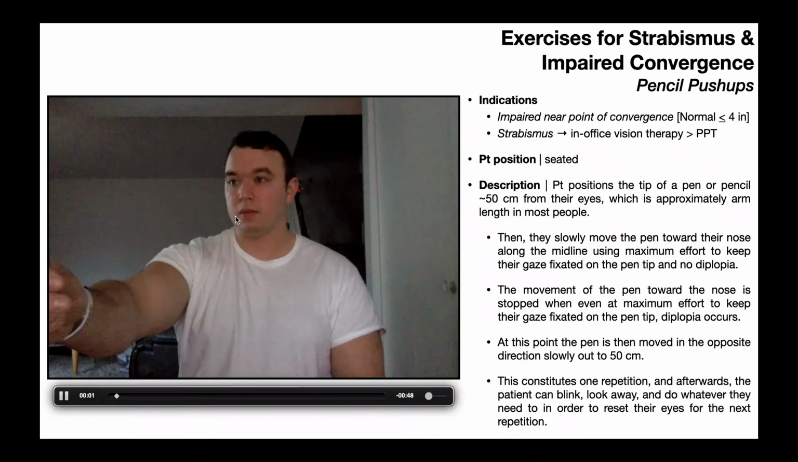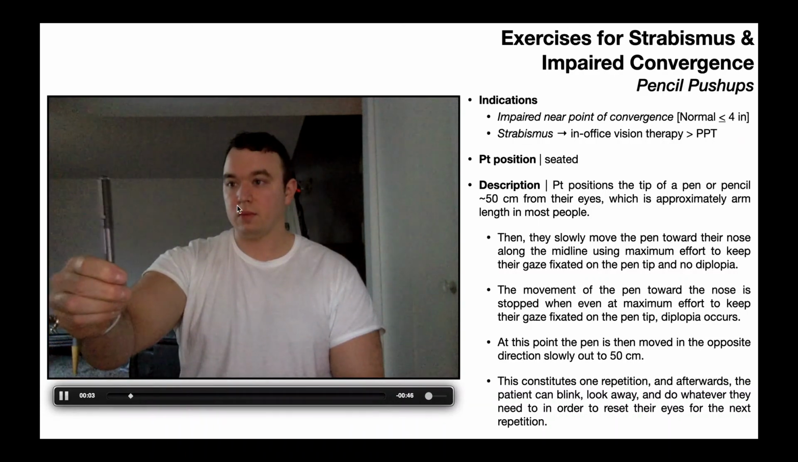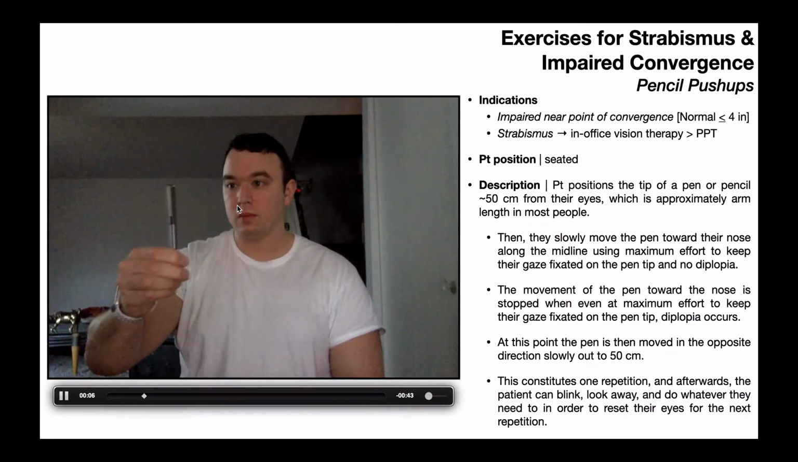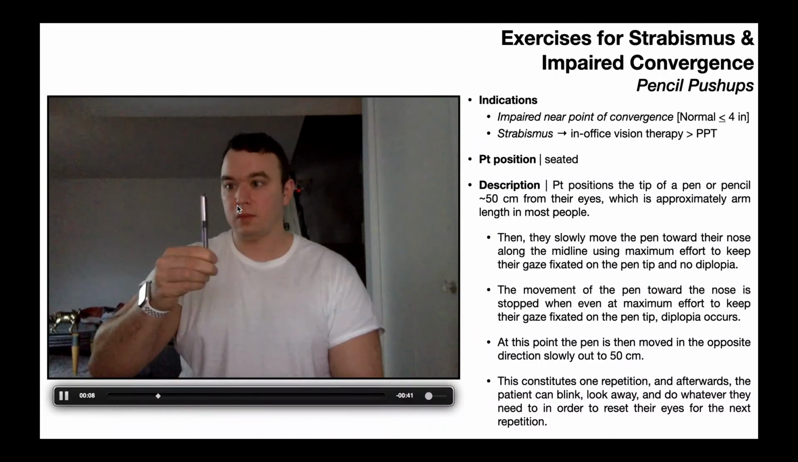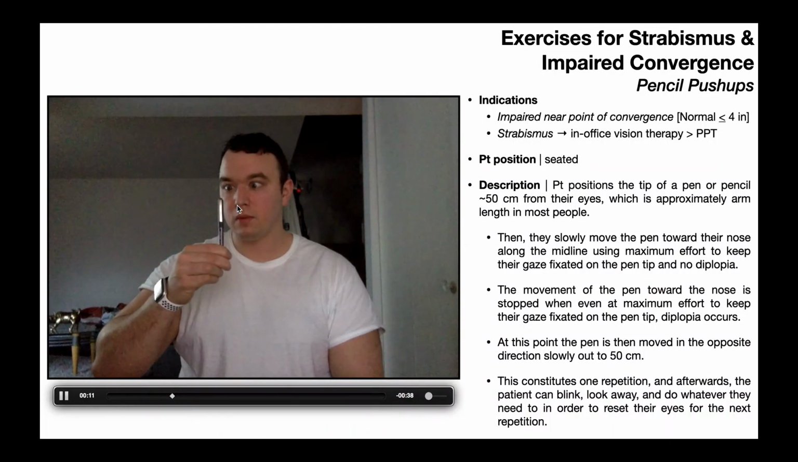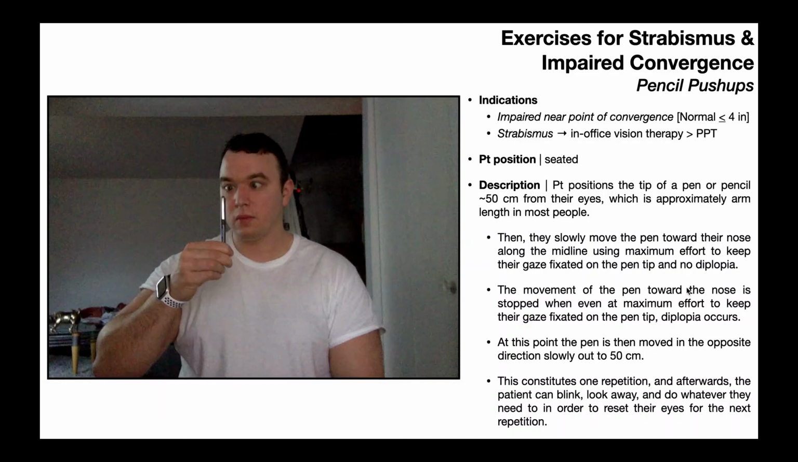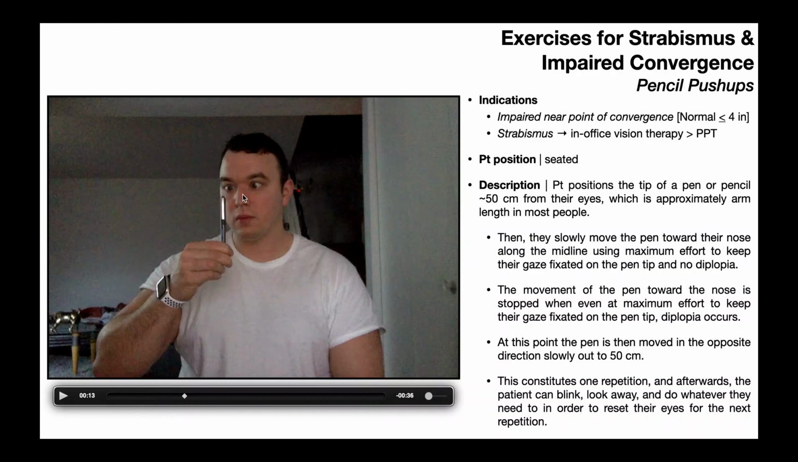So the goal here is to be able to get this pen as close as possible to your nose without double vision. And the way that you get it as close as possible without double vision is by focusing on strongly drawing their eyeballs inward, ocular adduction. And then the movement of the pen toward the nose is stopped when, even at maximum effort to keep gaze fixated on the pen tip, diplopia occurs. So maybe right here, even though I'm using maximum effort to keep my eyes adducted, the pen tip becomes blurry. That's where I stop this.